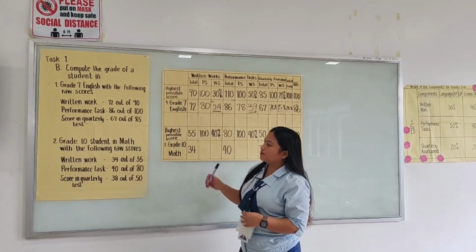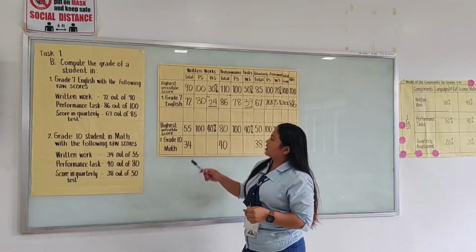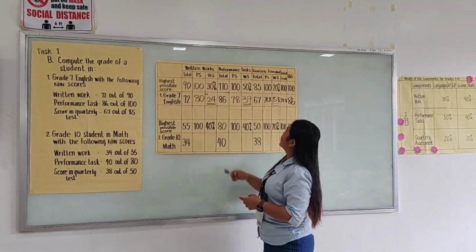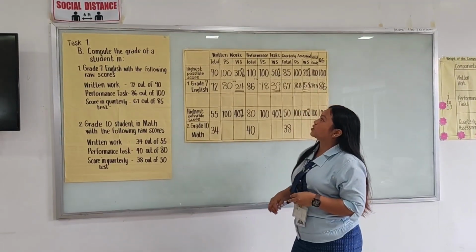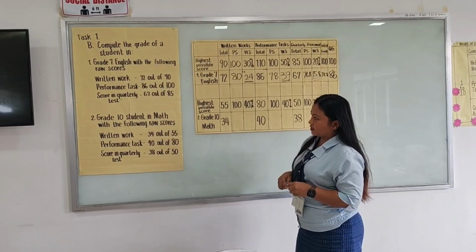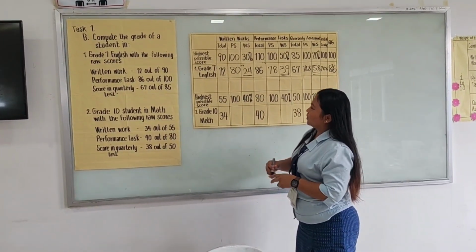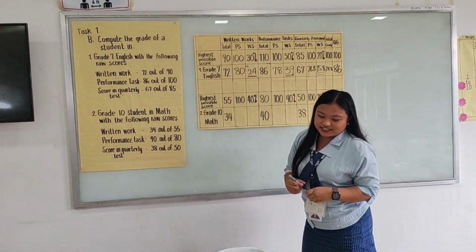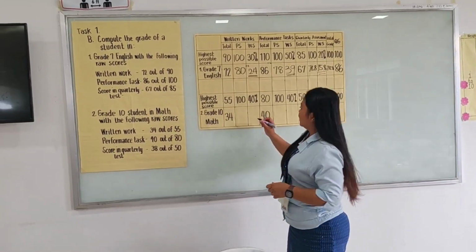Since the subject in number 2 is math, the weighted components of written works in math are 40%, the performance task is 40%, and the quarterly assessment is 20%. The highest possible score in written works is 55. The raw score of the graded student in math is 34. So to get the percentage score, we need to divide 34 over 55. So the answer is 0.62 times 100, so the answer is 62.